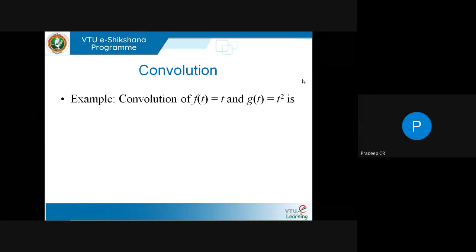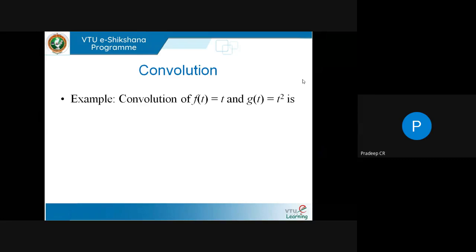For example, if f of t is t and g of t is t square, f plus g is nothing but t plus t square. f minus g is t minus t square. f into g is t into t square, which is t cubed. f by g is t by t square, which is 1 by t if t is not 0; otherwise, it's not defined at that point. So these are ways of combining f and g. Like this, we are trying to combine in yet another way, and I'll call that convolution. Let's see what happens when I convolve these two functions.